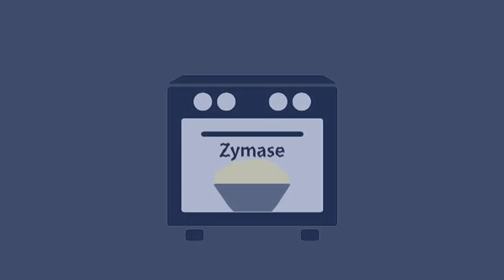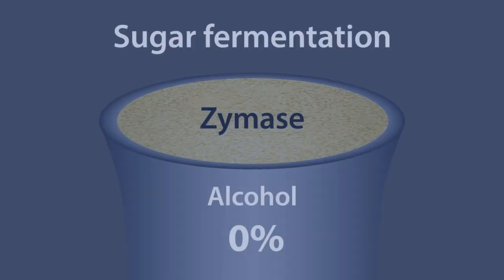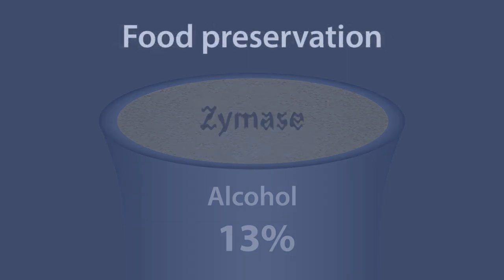So, when bread is cooked, the zymase becomes denatured. It loses its specific shape and therefore its activity. It also becomes denatured once the concentration of alcohol reaches about 13% during the fermentation of sugar. This gives us a method for preserving food.